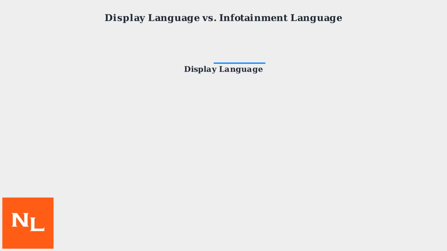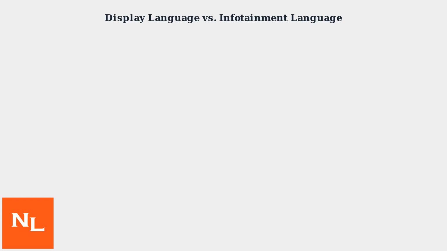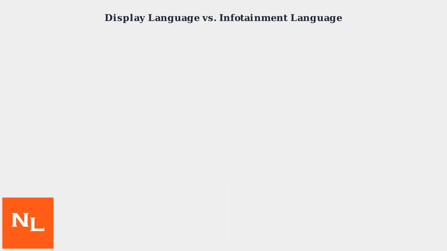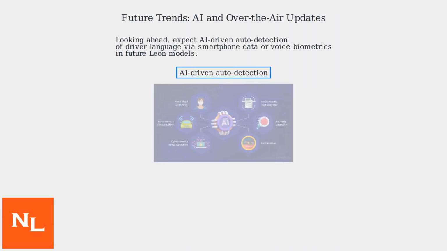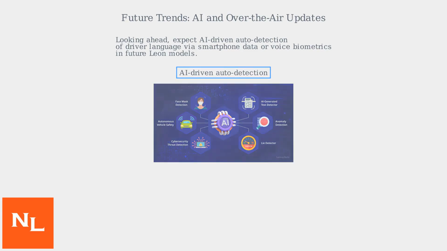The display language affects the car's menus and settings, controlling how basic functions appear on the dashboard. The infotainment language covers apps, navigation, and audio features on the touchscreen. Some settings sync automatically, but voice commands may require separate configuration, especially for features like Amazon Alexa integration in newer models. Looking ahead, expect AI-driven auto-detection of driver language via smartphone data or voice biometrics in future Leon models.